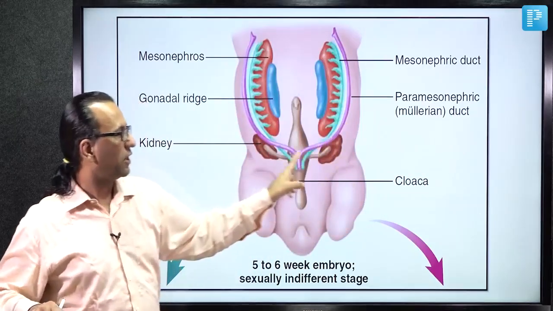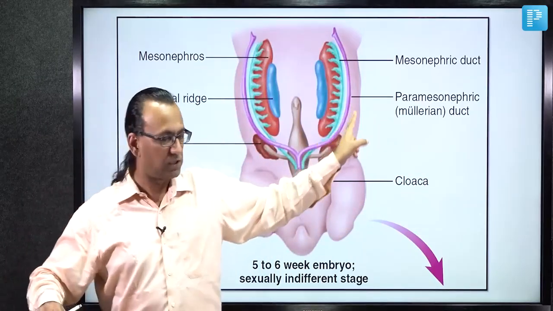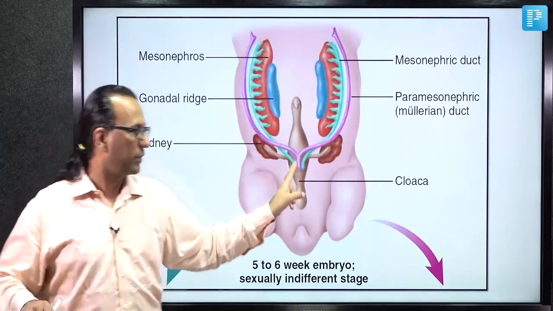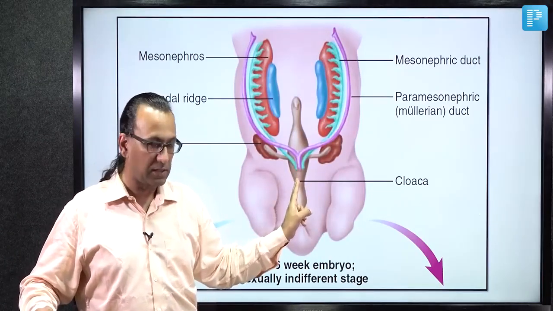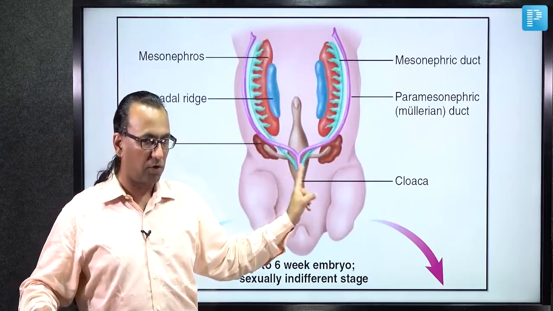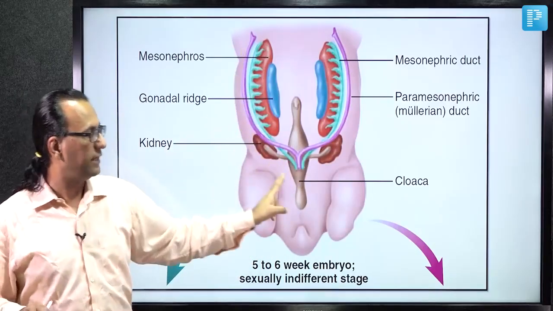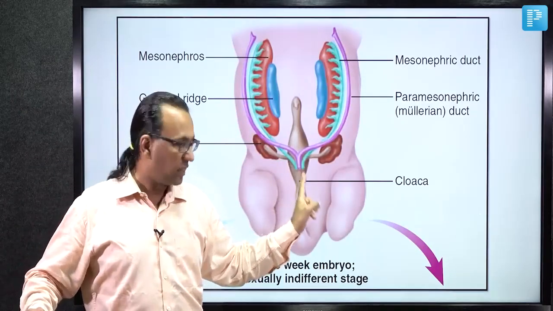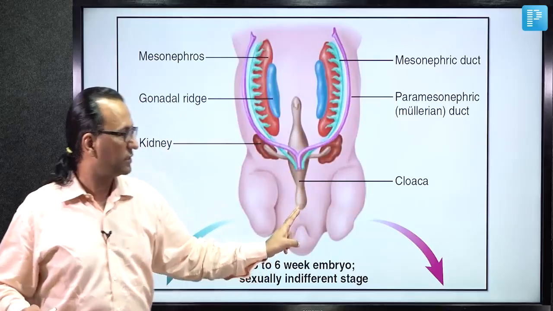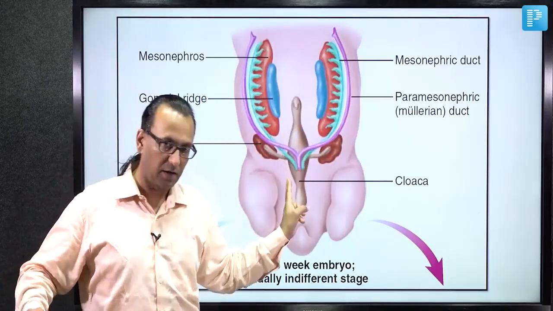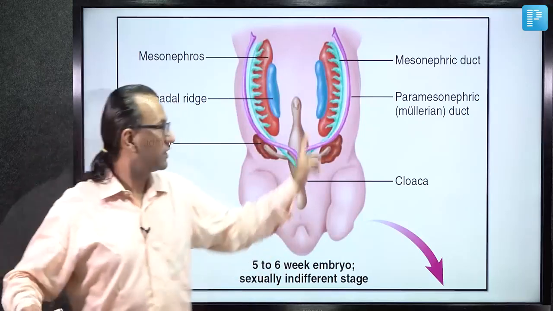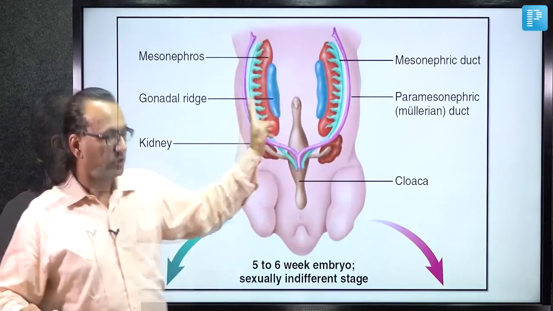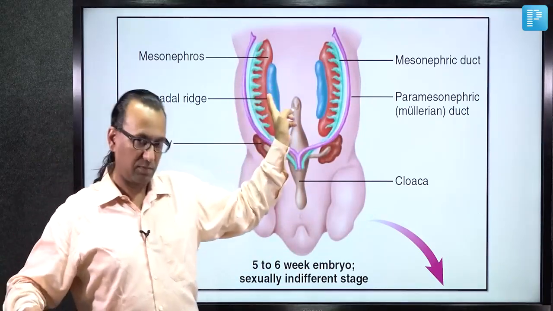Actually, the Mullerian ducts are two on right and left side. They fuse in the midline, and then there's one midline opening on the dorsal wall of urogenital sinus, whereas there are two lateral openings also for the mesonephric duct, one on each side. So there are three openings in the urogenital sinus, which is itself going to form urinary bladder and the urethra coming from the endodermal origin, whereas the ridge and the two ducts are from the intermediate mesoderm.